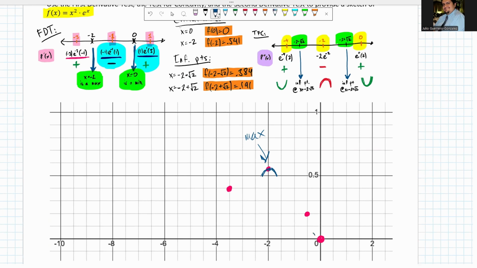This one's supposed to be a minimum. Okay. And we know that these other points, right? Let me write that down right here. This is minimum. This is supposed to be an inflection point, right? And this is supposed to be an inflection point.